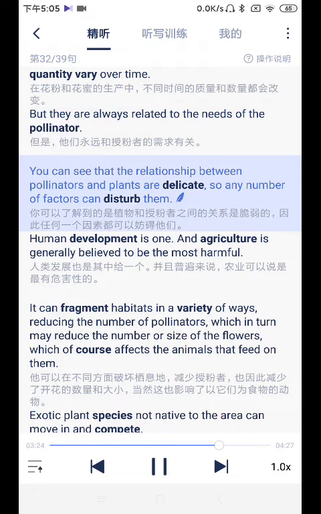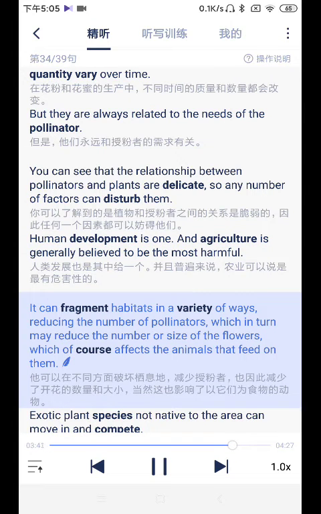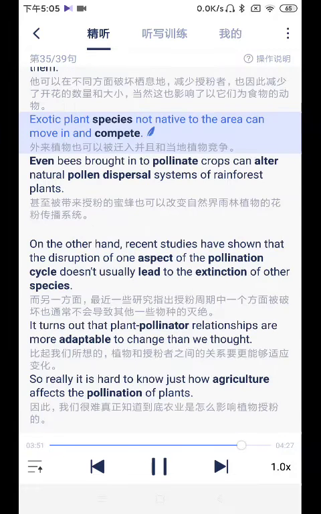You can see that the relationships between pollinators and plants are delicate, so any number of factors can disturb them. Human development is one, and agriculture is generally believed to be the most harmful. It can fragment habitats in a variety of ways, reducing the number of pollinators, which in turn may reduce the number or size of the flowers, which of course affects the animals that feed on them. Exotic plant species not native to the area can move in and compete. Even bees brought in to pollinate crops can alter natural pollen dispersal systems of rainforest plants.